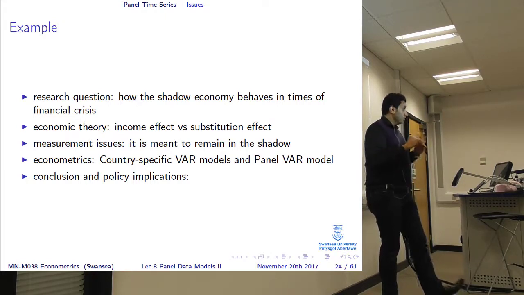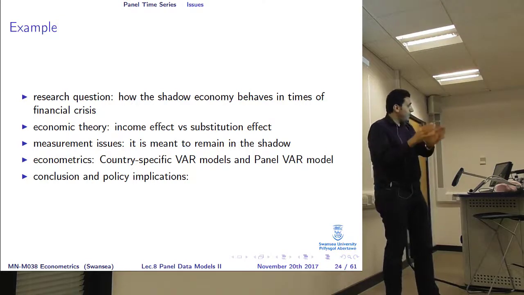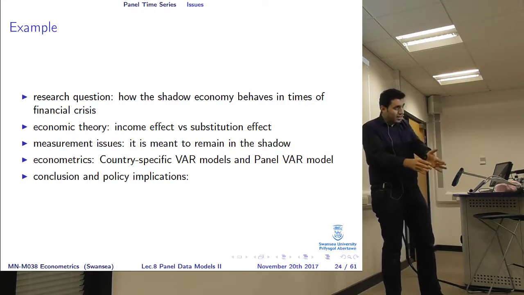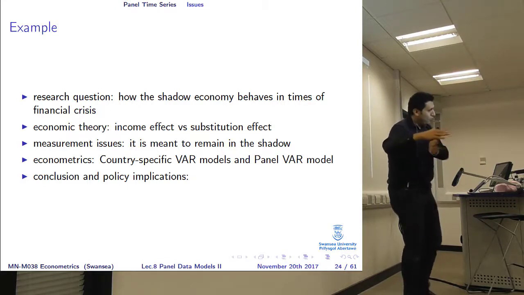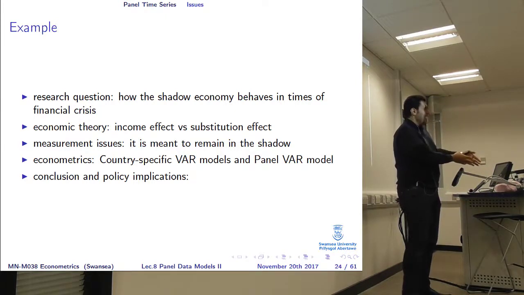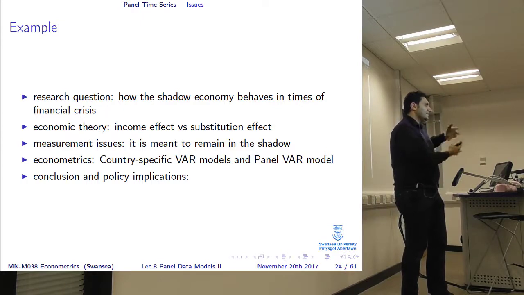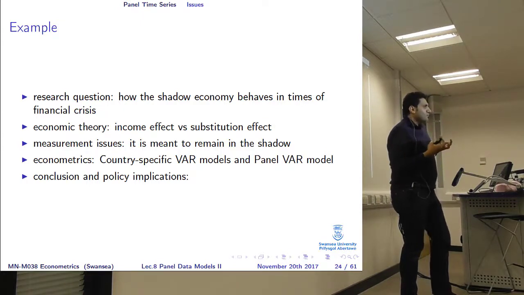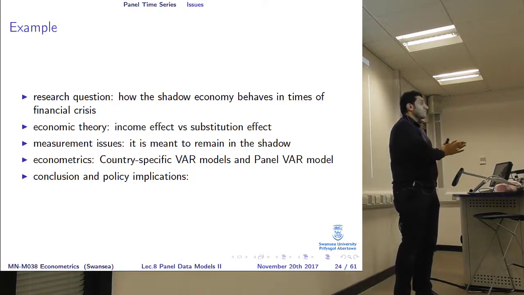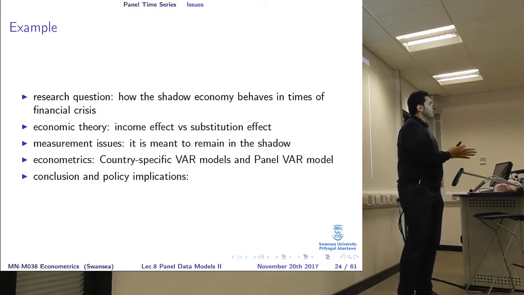Or we could expect that those who get fired and lose their jobs in the official economy, the formal sector, because of the financial crisis, will be forced to move into the shadow. They will find jobs in the informal sector. In this case, the informal sector plays a sort of buffering role. It helps the economy absorb the shock. So if the size of the shadow economy increases in times of financial crisis, that means it absorbed the shock, so it is something we shouldn't worry about.